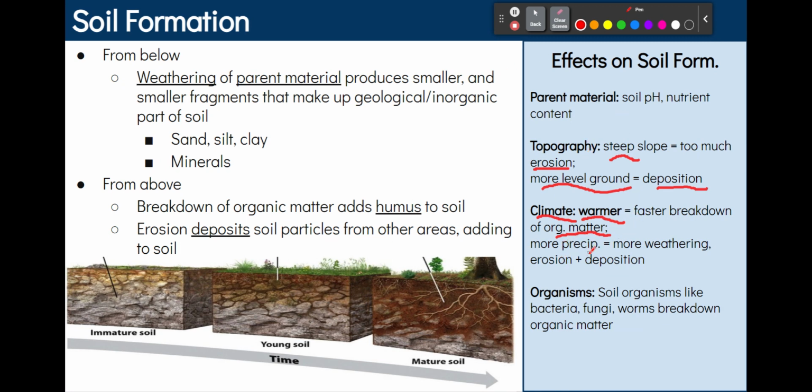If the soil is present in a climate that has more precipitation or more rain, more weathering, erosion, and deposition are going to occur. And the different types of organisms you have there are going to impact the soil formation as well.